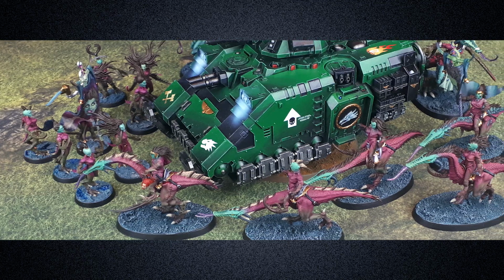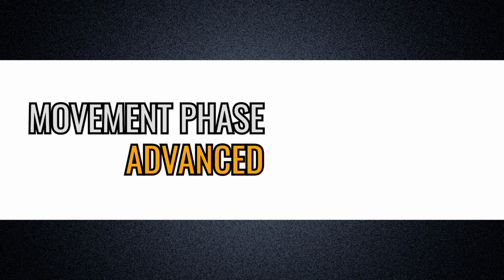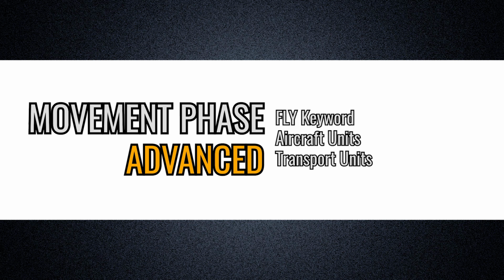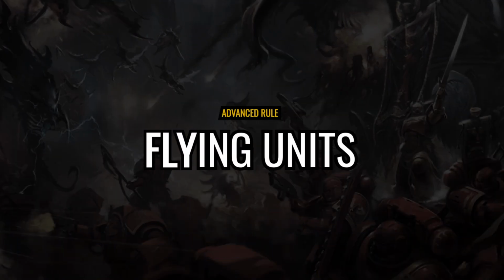Welcome back to part 4 of how to play Warhammer 40k 9th edition. The movement phase advanced. This video will cover the fly keyword, aircraft units, and transport units.